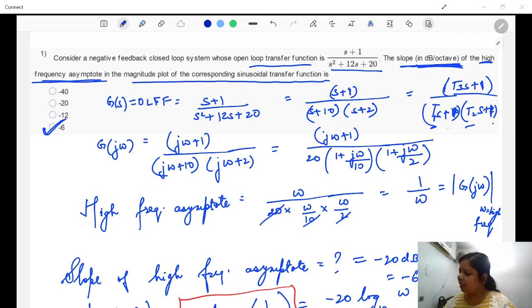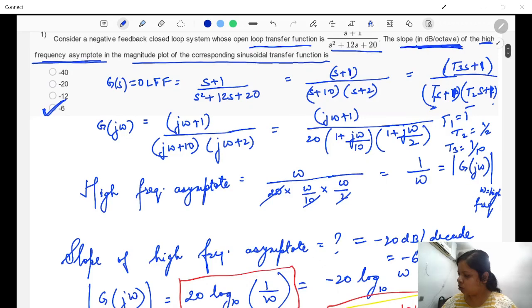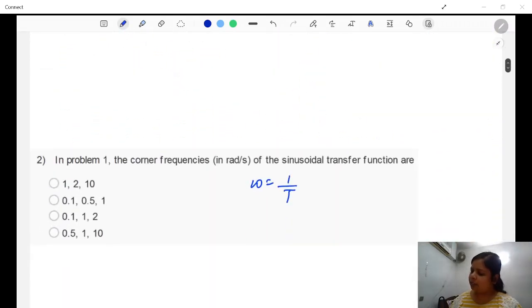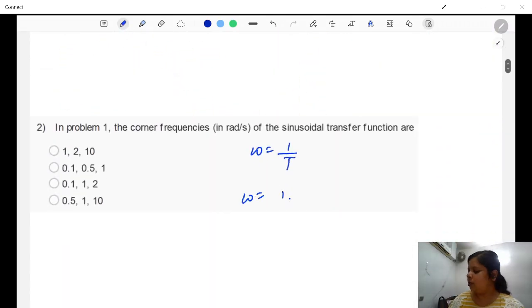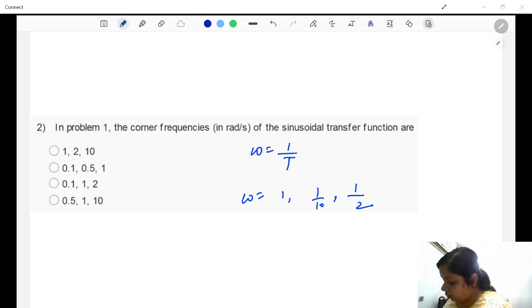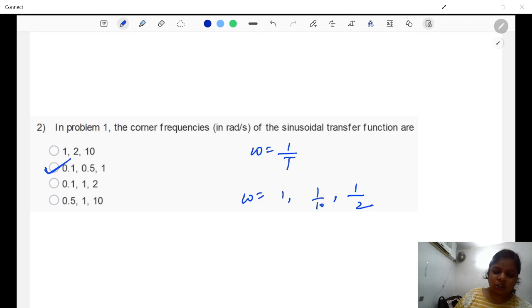So if you find, what would you get? T1 to be 1, right? T2 to be 1 upon 2. Is that correct? T3 would be 1 upon 10. So the three corner frequencies in your case are 1, 1 upon 10 and 1 upon 2. So what is the relevant option we have here? 0.1, 0.5 and 1. All right. So these are the corner frequencies.